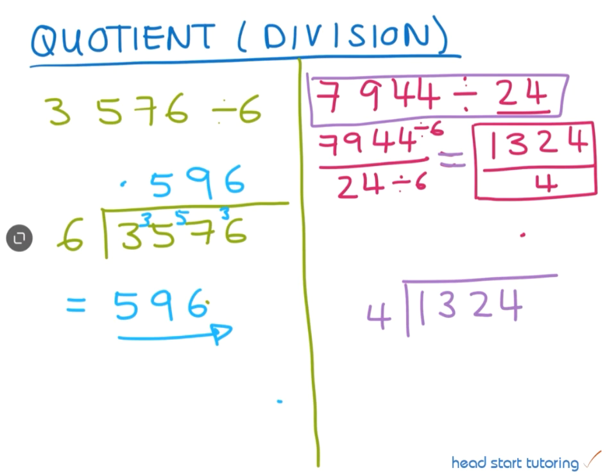So we say 4 into 1 doesn't go. We carry our 1 over. 4 into 13 goes 3 times. 3 times 4 is 12. The difference between 12 and 13 is 1. 4 into 12 goes 3 times. 3 times 4 is 12. So there's nothing left over, so we don't carry anything over. 4 into 4 goes once perfectly. So we get an answer of 331.